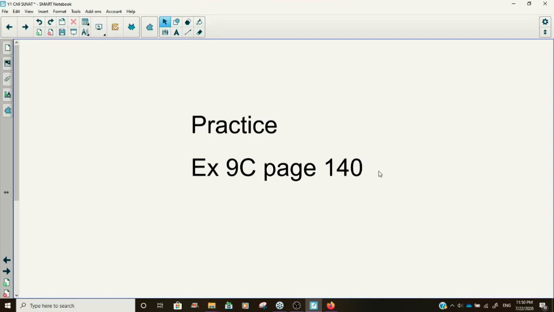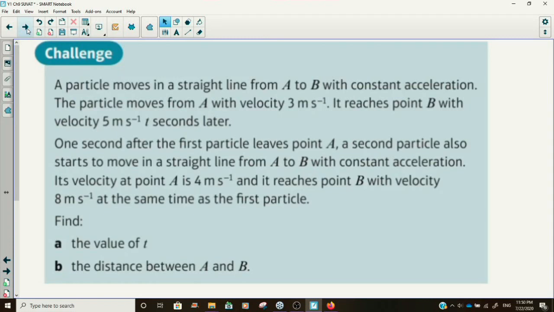Okay, time for a little bit of practice before we move on to the other formula, folks. Exercise 9C. Do have a go and check your answers with the solutions in the back of the book, and any problems let me know in class. If you do want a challenge, have a go at this question. I think you might find this a little bit more interesting, a little bit more challenging. So again, any problems, bring them to class, and I'll see you there.